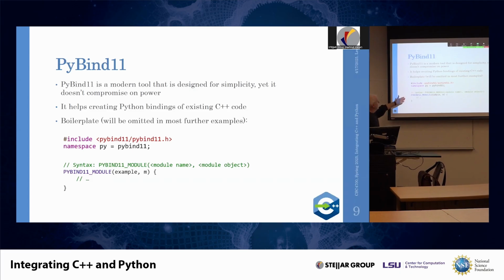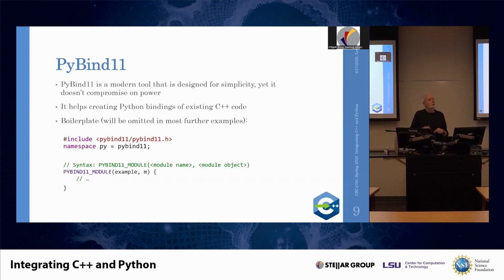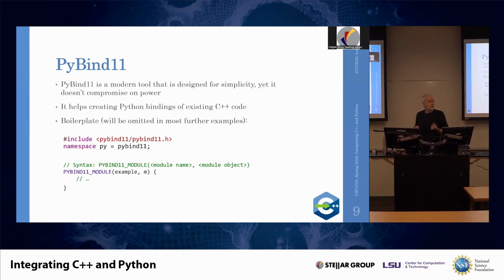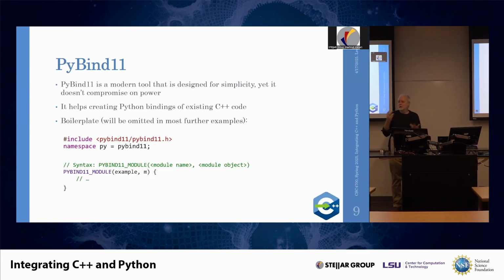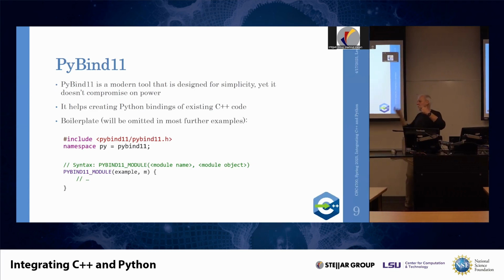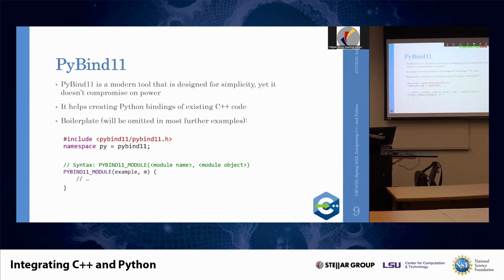And then you say PYBIND11_MODULE(example, m). What does it do? Well, this defines a Python module. The C++ name of this Python module is m. So it's an object that has the name m. And that Python module has the name example, so you can later import example on your Python side of things. These braces are the body of a function, and that function is called by Python whenever you load the module. So it contains all the initialization code for your Python bindings. Okay?